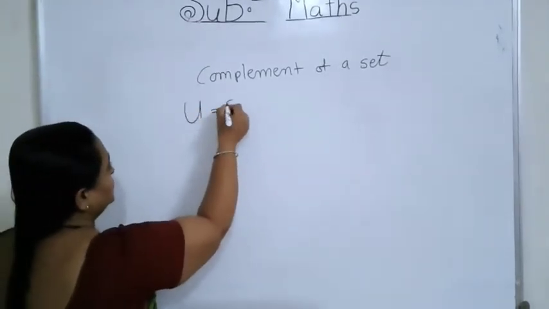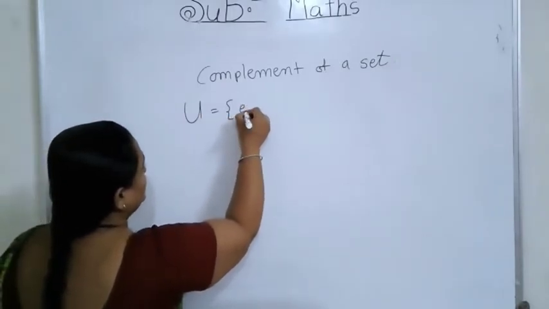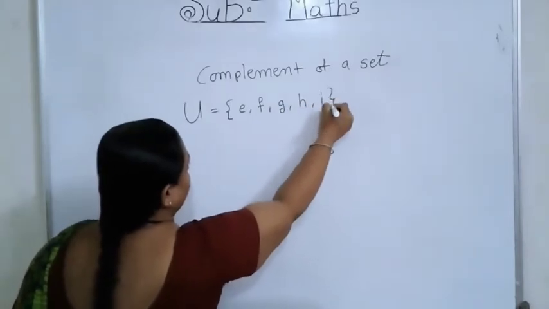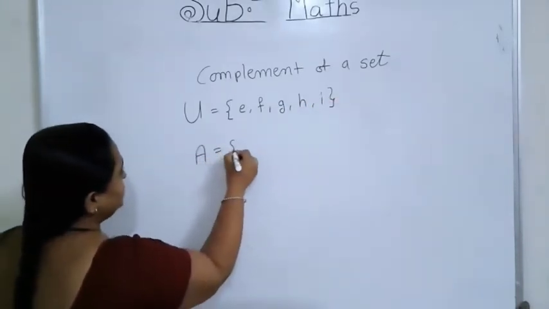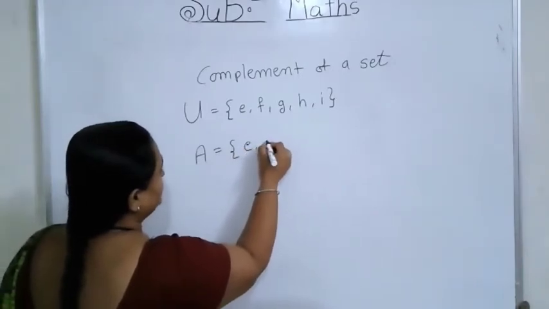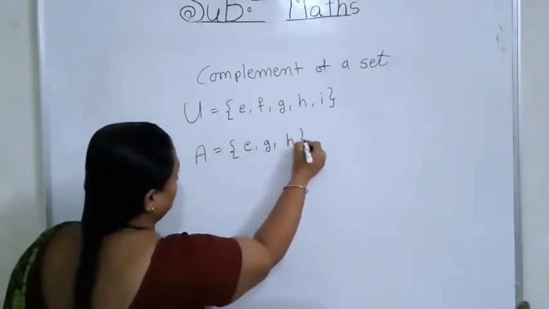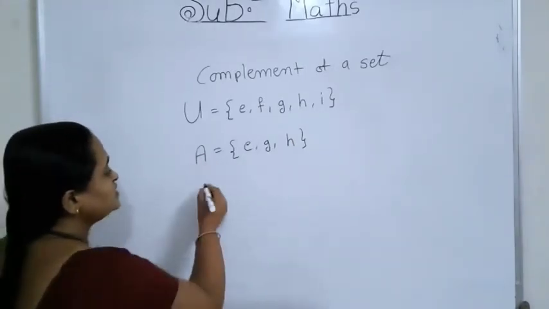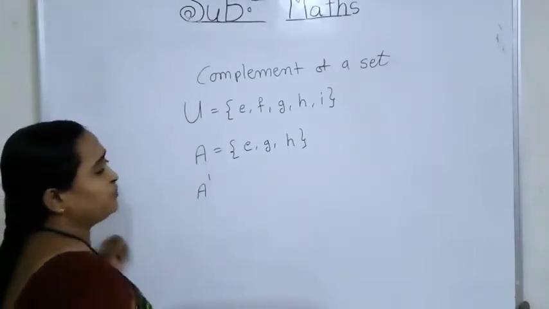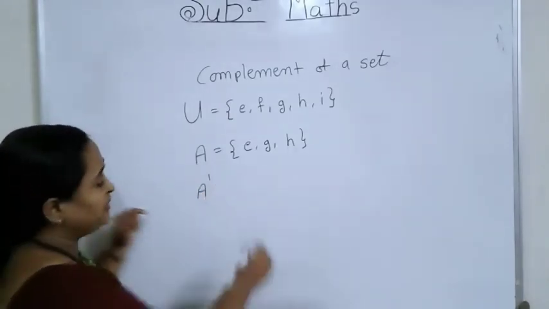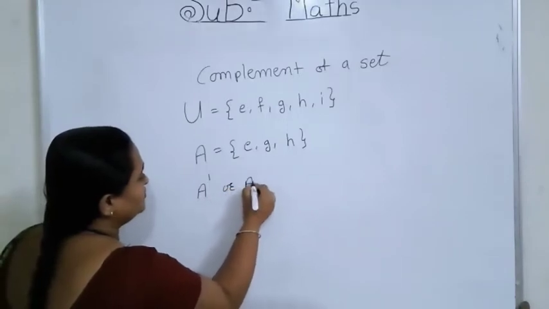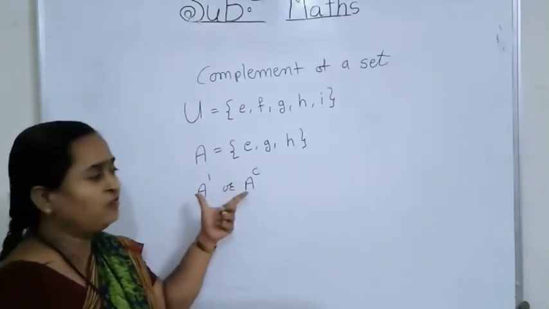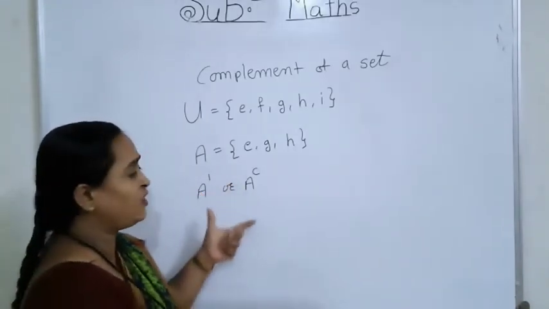Suppose set U is E, F, G, H, I, and A is the set of E, G, H. Now you have to find complement of A. Now complement of A is denoted as A complement, like this. A dash means A complement, or we can denote it by A raised to C. Two ways are there of denoting complement of A. Now you have to find complement of A.